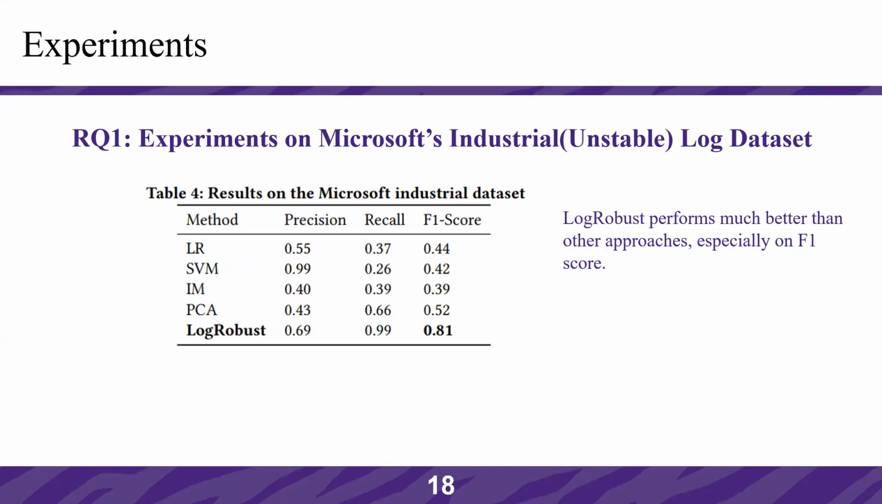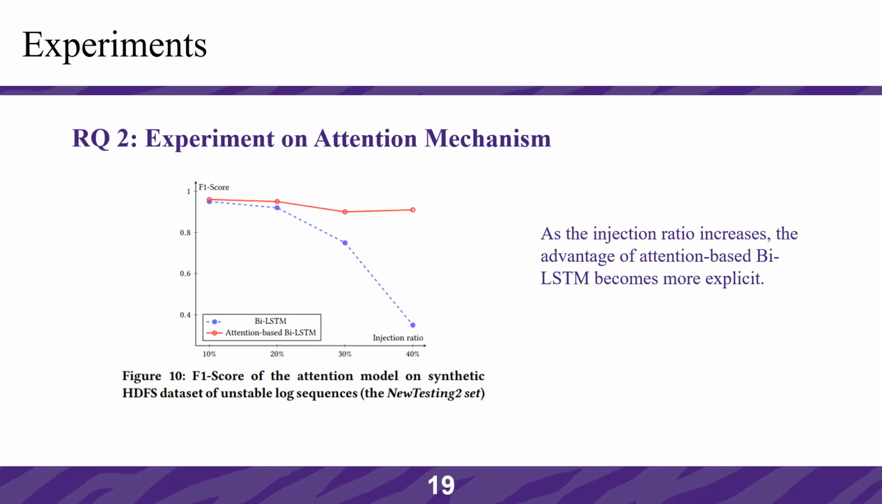So for the second question, the experiments on the attention mechanism. This figure shows the F1 score of the attention model on synthetic datasets of unstable log sequence. So as the injection ratio increases, the advantages of attention-based bidirectional LSTM become more explicit.